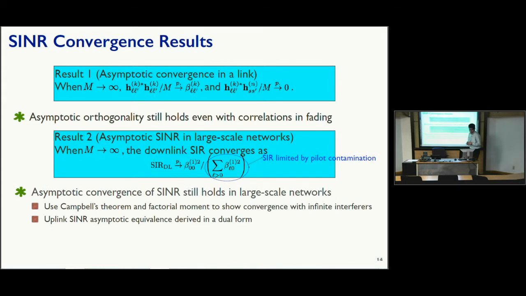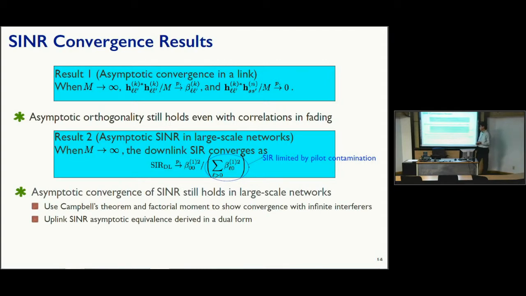Next, we show some network level performance. Here we consider when the base station has an infinite number of antennas, and we show the downlink SINR converges to a fixed value, which we call the asymptotic equivalence. And similar to the small scale fading case in the prior work, even though we have an infinite number of antennas, the SINR will not go to infinity because there is some interference term due to the pilot contamination that will not vanish, even though M goes to infinity.